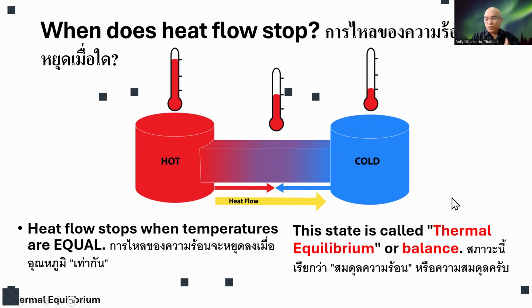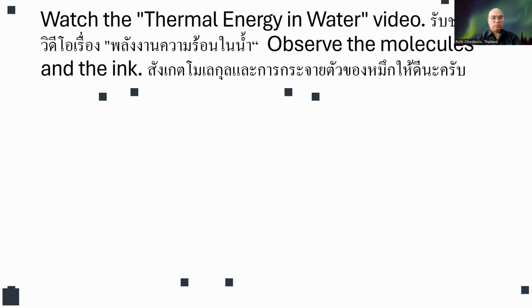So the state is called thermal equilibrium or balance. Remember, I told you about thermal means heat, equilibrium means balance. So heat balance. So the center is called thermal equilibrium, where there is a balance between hot and cold.